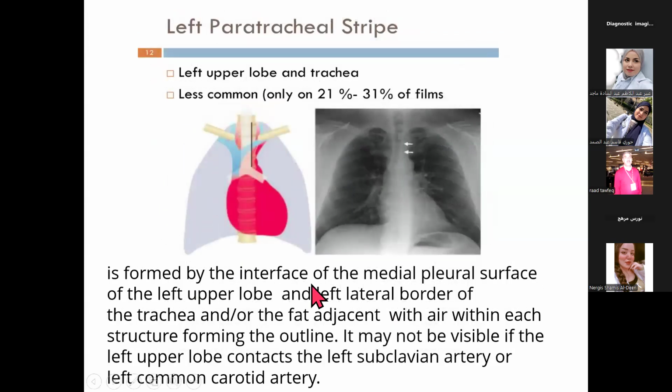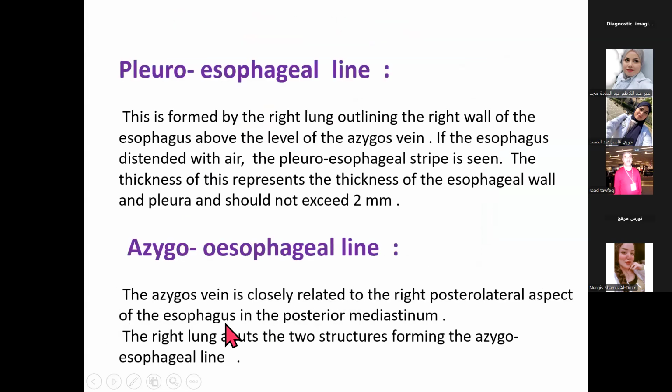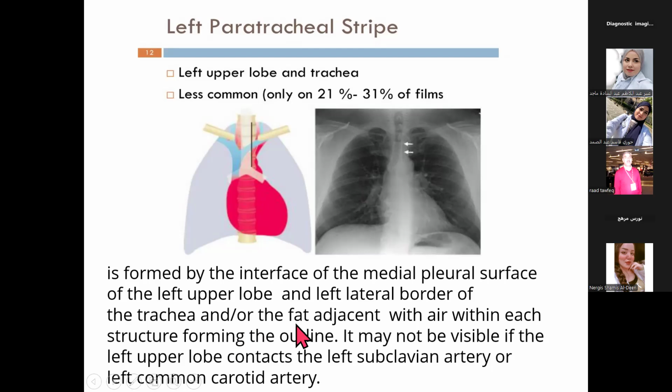The left one is formed by the interface of the medial pleural surface of the left upper lobe and the left lateral border of the trachea, and or fat, adjacent with air within each structure forming the outline. It may not be visible if the left upper lobe contacts the left subclavian artery or left common carotid artery.